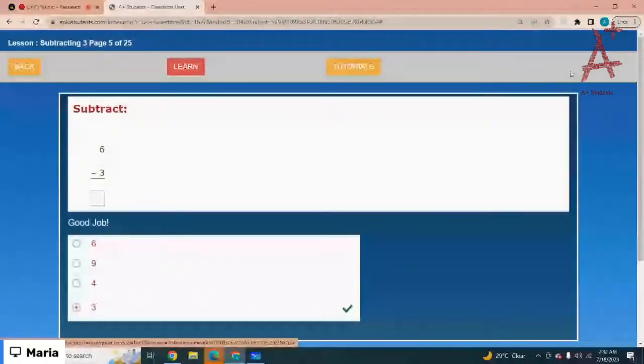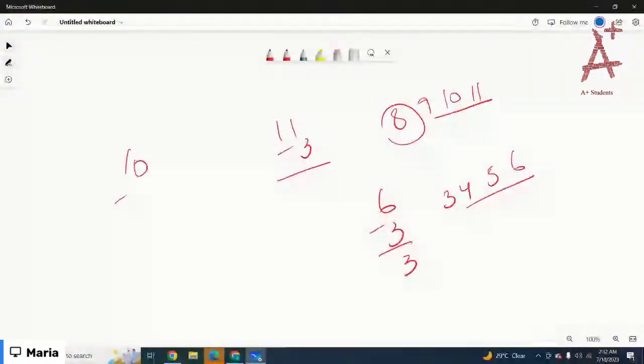Okay, the next one is 10 take away 3. So which is the correct option? Start with 10 and go back 3 numbers. So it will be 1, 2, 3, 4, 5, 6, 7, 8, 9, 10. Just remove 3 of the lines and you're left with 1, 2, 3, 4, 5, 6, 7. So 10 take away 3 is 7.